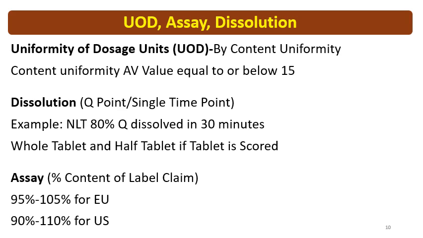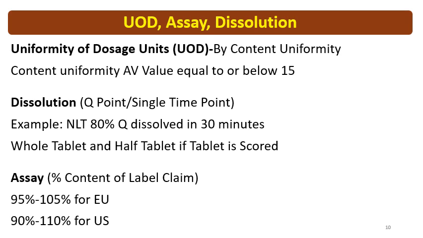Then assay is the percent of label claim or percent content of label claim. If the assay is not within the specified limits, then the formulation will fail. The label claim means whatever the strength is on the label, that means 100 mg, each tablet contains 100 mg, that is the label claim.